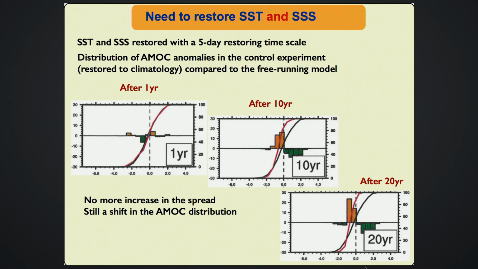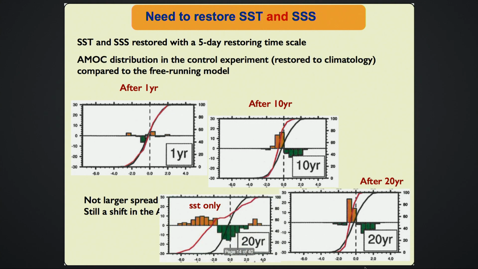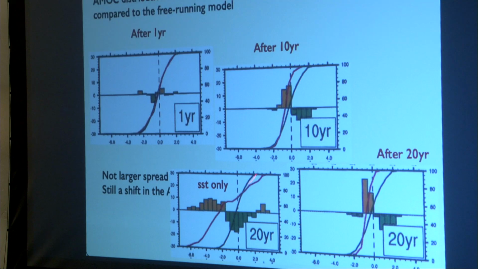And here I'm showing the same quantity, this AMOC distribution, when now we restore both temperature and salinity with the same 5-day restoring timescale. And we find that this is the plot I showed earlier, just with SST. After 20 years, we had this huge increase in the spread. Now, when we restore salinity, you see that the spread is much, much reduced, okay? But there is still a shift actually in the distribution.